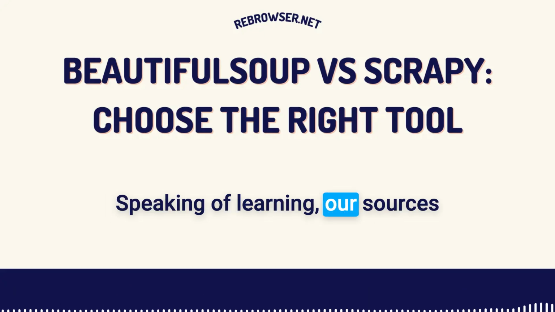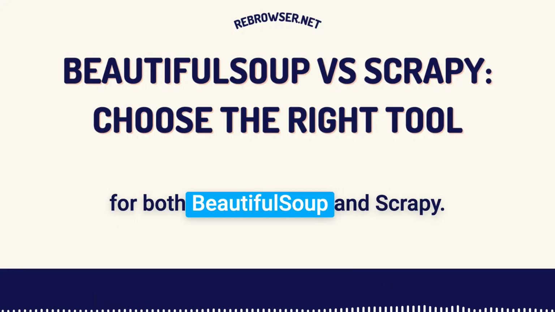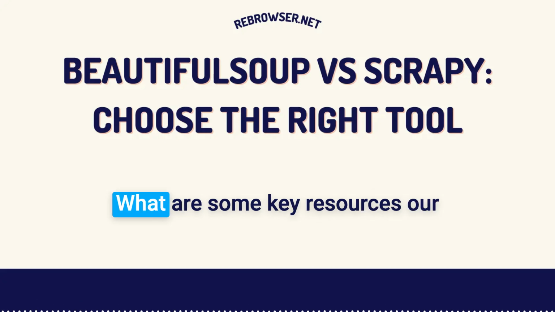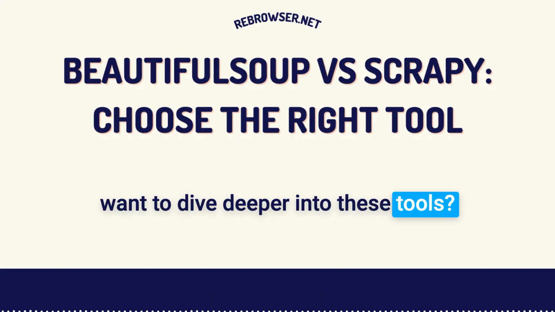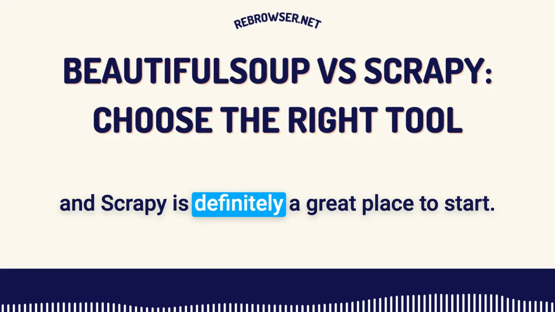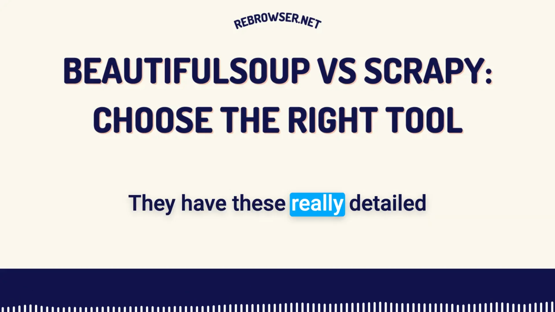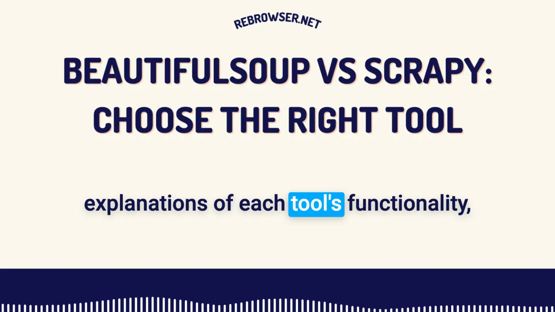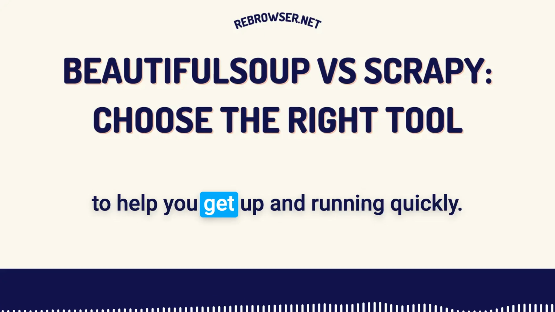Speaking of learning, our sources include some excellent documentation and resources for both BeautifulSoup and Scrapy. What are some key resources our listeners should check out if they want to dive deeper into these tools? The official documentation for both BeautifulSoup and Scrapy is definitely a great place to start. It's really comprehensive and well written. They have these really detailed explanations of each tool's functionality, along with tons of practical examples to help you get up and running quickly.